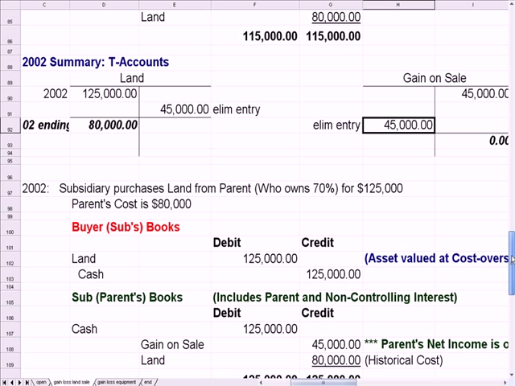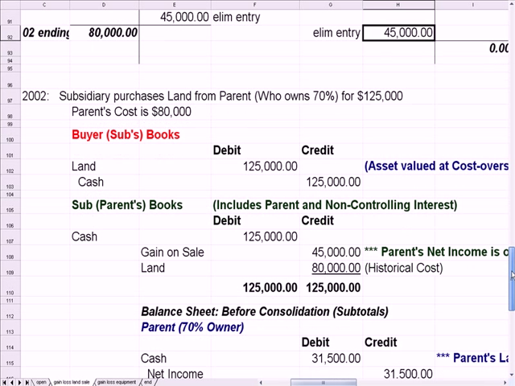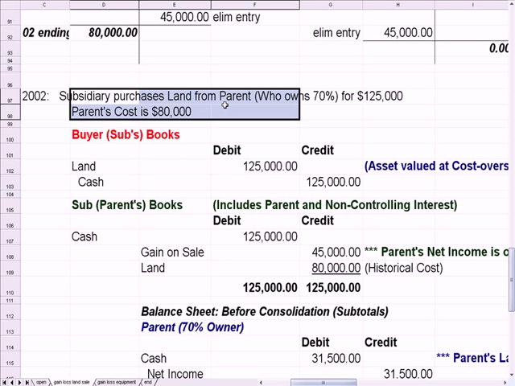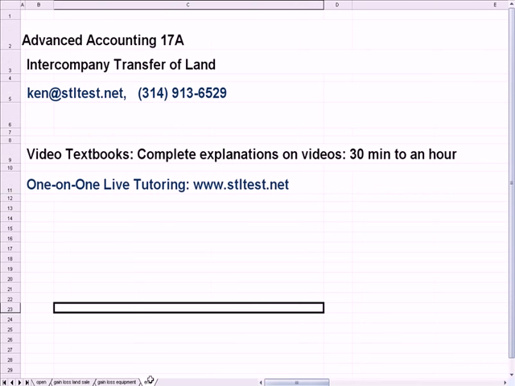You'll see transactions down here where we talk about the subsidiary buying the land from the parent, and we'll do that on the next video. That's the end of Advanced Accounting 17A.